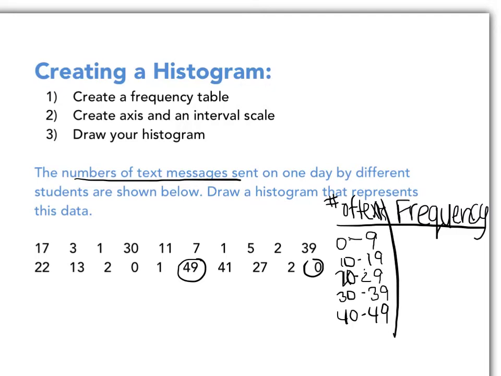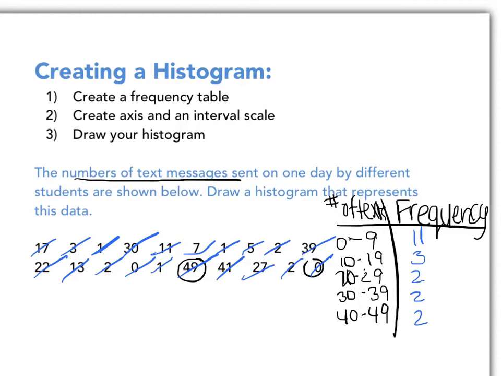So 0 to 9, I have 1, 2, 3, 4, 5, 6, 7, 8, 9, 10. Is that it? 10? Oh, 11 right here. 11. Then from 10 to 19, I have 1, 2, 3, 3. From 20 to 29, I have 1, 2. From 30 to 39, I have 1, 2. And from 40 to 49, I have 1, 2. Okay, so that's your frequency table. Make sure you get it down because we're going to move on to the next slide.